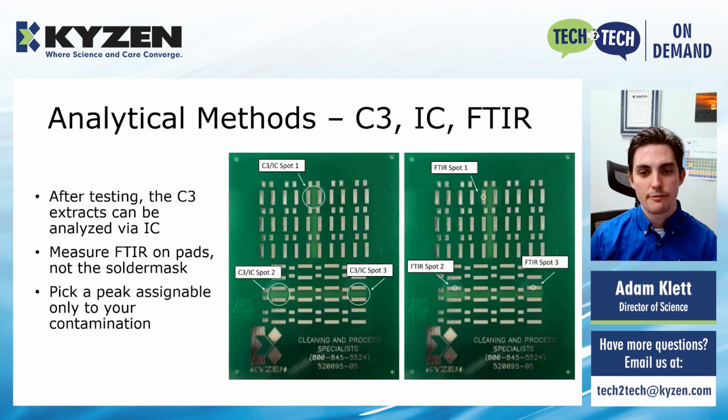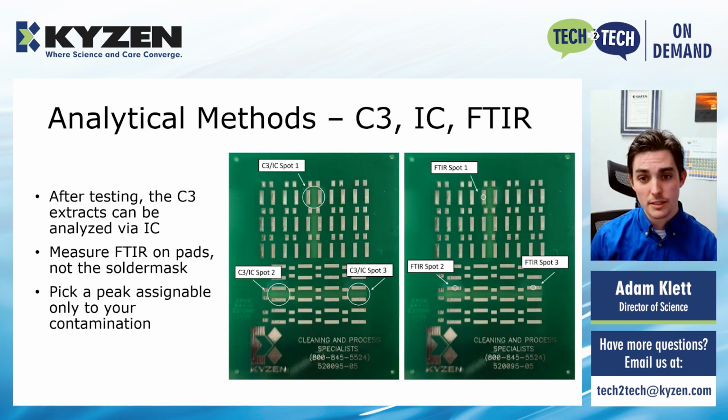So after we figure out how to actually make the boards, we need to figure out how to analyze them. We decided to use 3 different methods: C3, IC, and FTIR. In the picture in the middle, you can see the spots represented by the white circles, which show the areas where the C3 was carried out. So C3 was carried out in each of those areas. The corrosion index was measured on the extraction solvent, and then that same solvent was carried over into an IC vial and analyzed via IC.